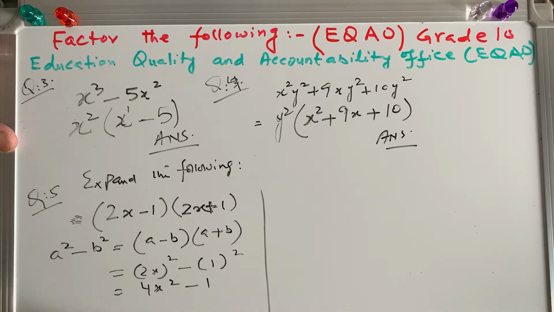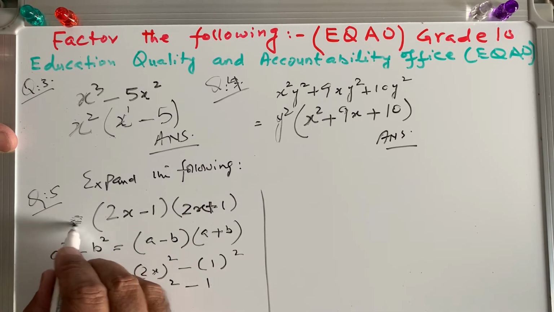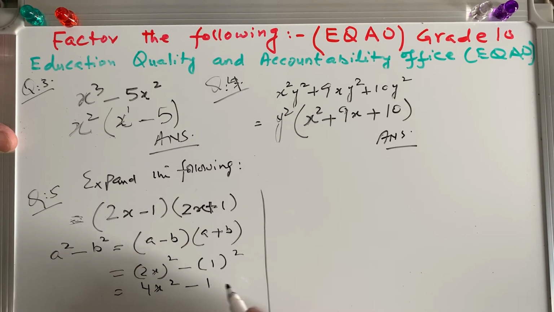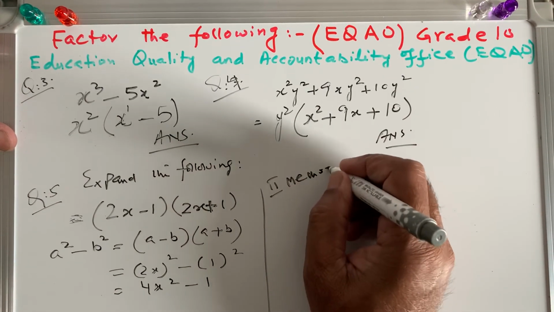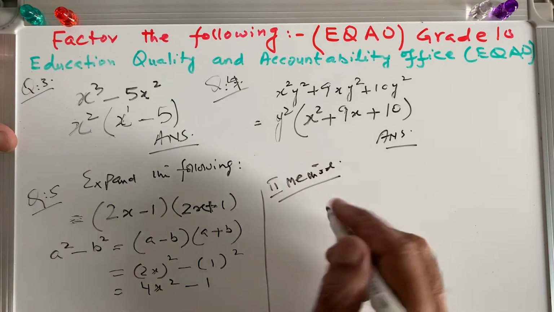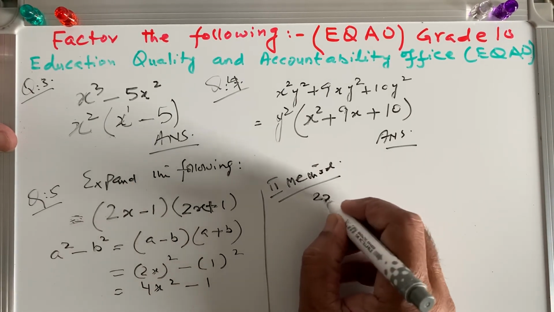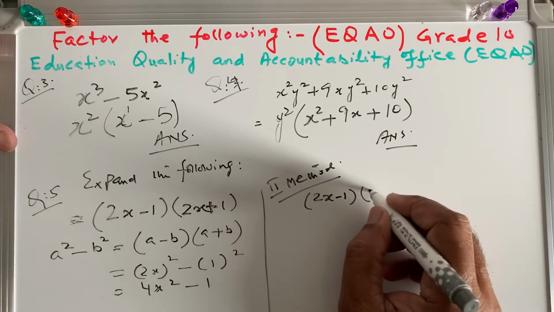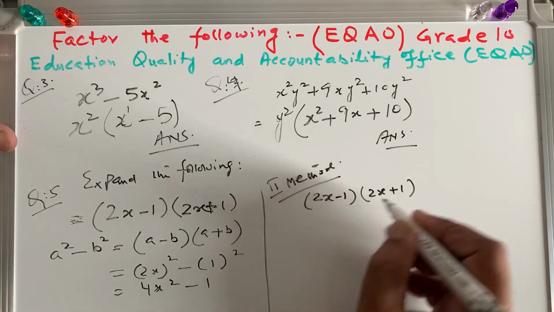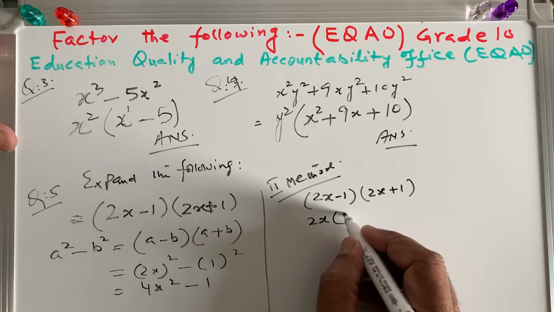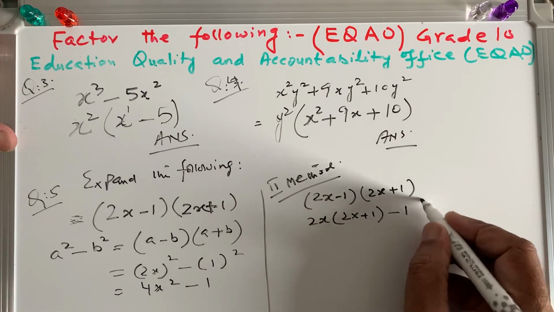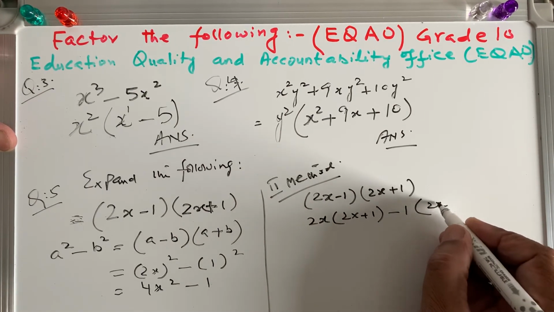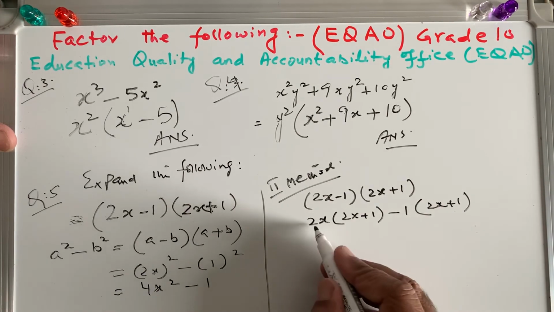Now we do the real multiplication or expansion. This is what we learned by the formula. So the second method, by expansion. We have to expand actually, because the question is saying expand. So 2x minus 1 and 2x plus 1. The first term of the first bracket will multiply the second bracket first, and then the second term of the first bracket multiplies the second bracket.